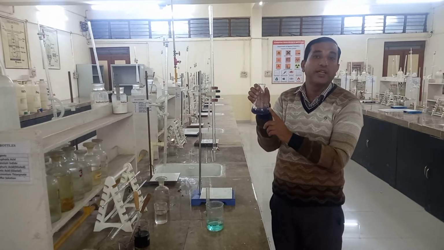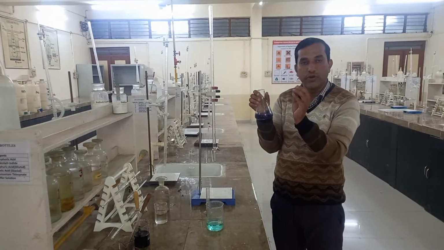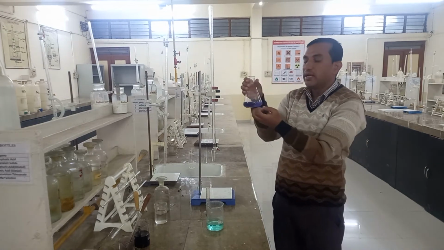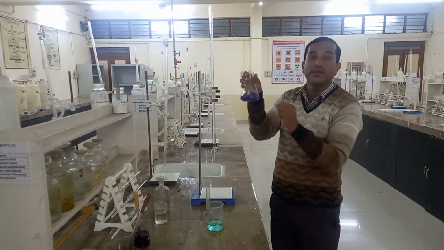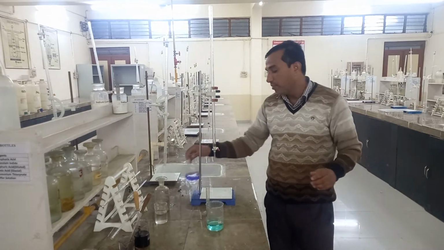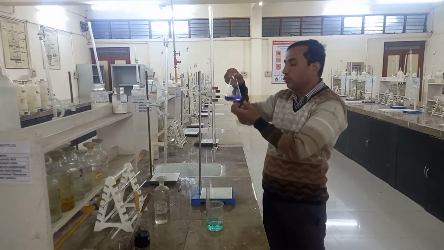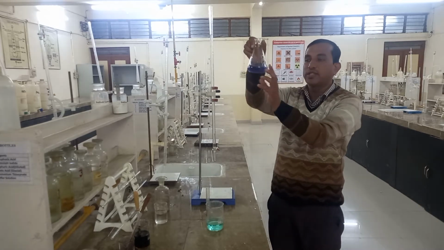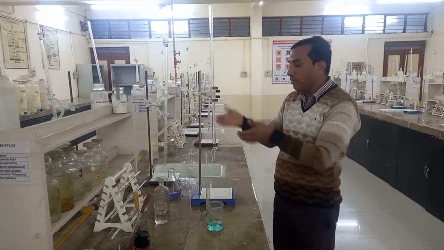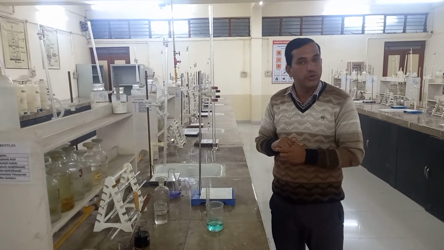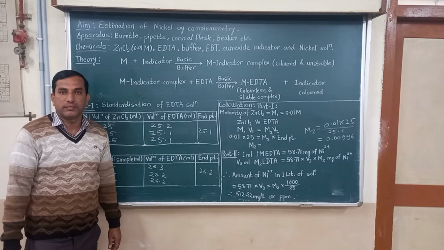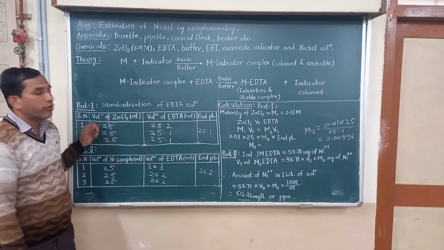This is basically the color of murexide indicator, because there is a formation of nickel EDTA complex which is colorless, and of course this color appears due to murexide. Murexide gets free. This color is due to murexide, which is violet, that's why we get a violet color solution. So this is the same. We have to repeat the titration up to two consecutive constant readings. Now we can go for calculation.